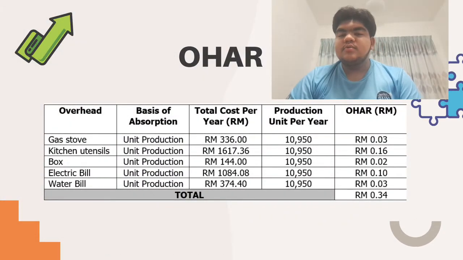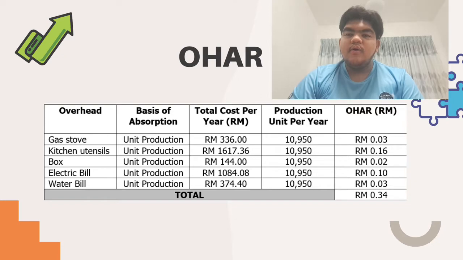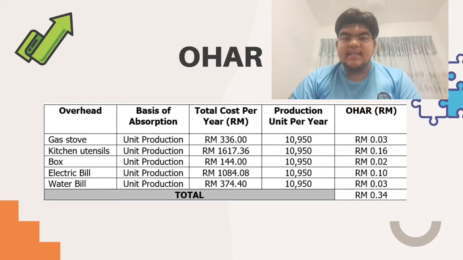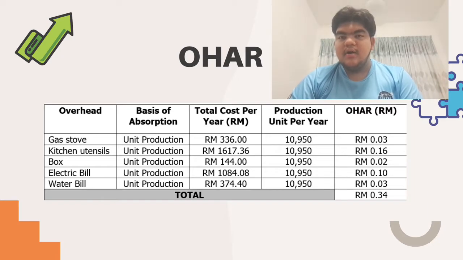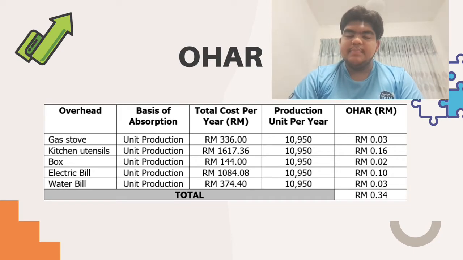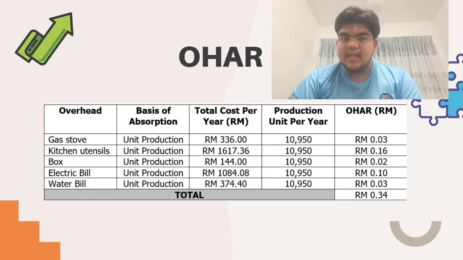So next, I'm going to talk about OHA, or known as overhead absorption rate. These are the items of our OHA, which is gas stove, kitchen utensil, box, electrical bill, and water bill. So gas stove with total cost per year of RM336, with production unit per year 10,950, with our OHA of RM0.03.